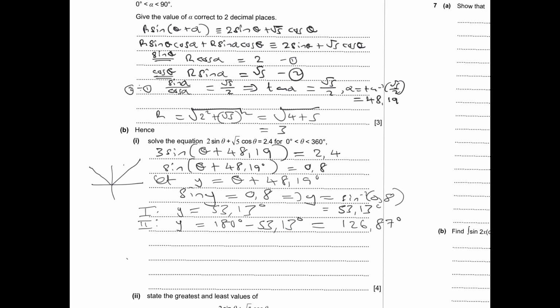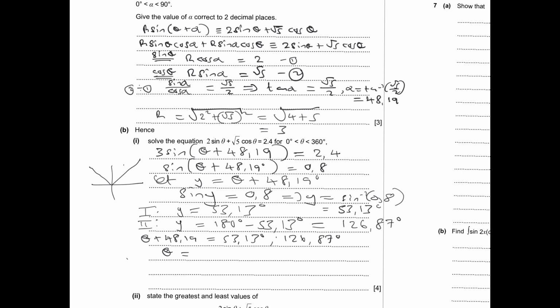All right, so now remember we are not looking for y, because these values that we got for the first quadrant and for the second quadrant are y values, but what we are looking for is theta. So we now go back and use this. So we are now saying theta plus 48.19 is equal to 53.13 and 126.87 degrees. So theta, what are you going to have?